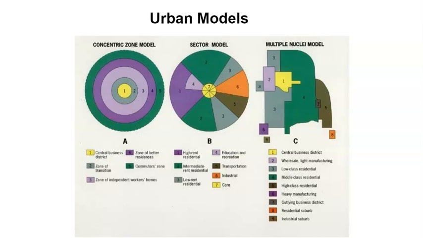Next, we have Hoyt's sector model. This was developed in the 1930s. And instead of rings, we actually see different sectors that extend from the central business district. In this case, land zones actually grew based on things like transportation routes. And so we actually see more linear features like roads, canals, railroads, boulevards. Those are what really dictate sectors as opposed to different rings.